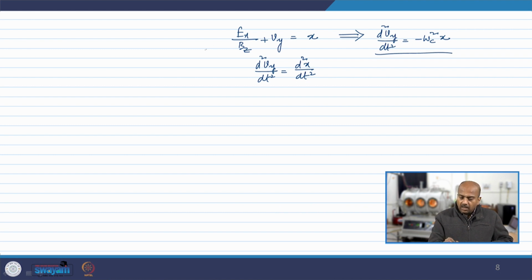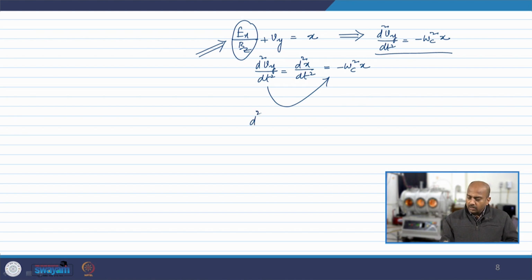And by taking a double derivative of this equation, we got d square Vy by dt square is equal to d square X by dt square. Because this is a constant, a derivative of this will become simply 0, right. Now, this one is actually equal to minus omega c square X. So, in turn we have an equation d square X by dt square is equal to minus omega c square X. Now, we know X is equal to Ex by Bz plus Vy.